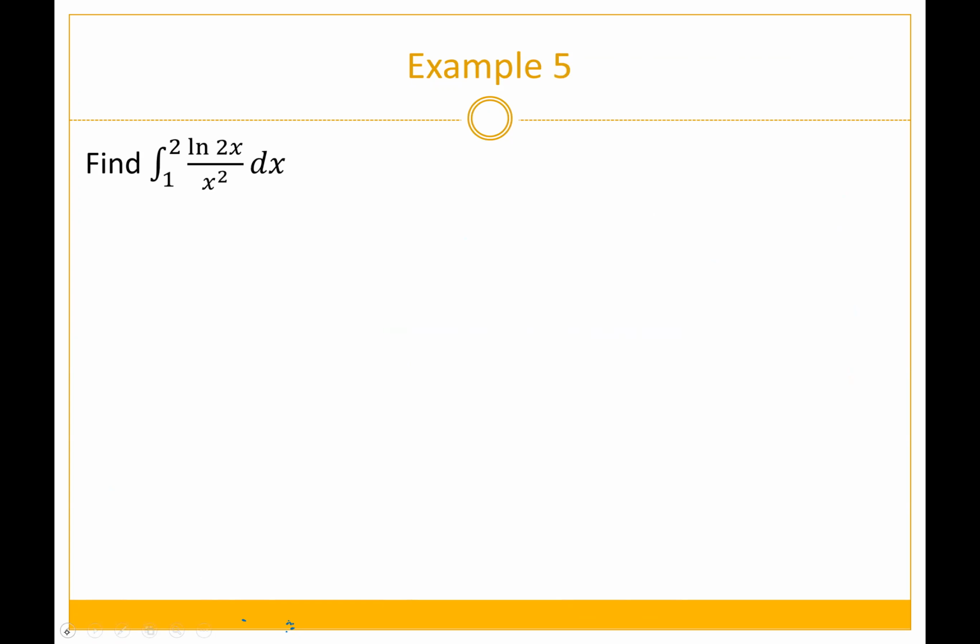Okay, so we're going to solve it. In the order we have, we have log and polynomial. We can rewrite this as ln of 2x multiplied by x to the -2. So that's where we're dealing with a negative power.